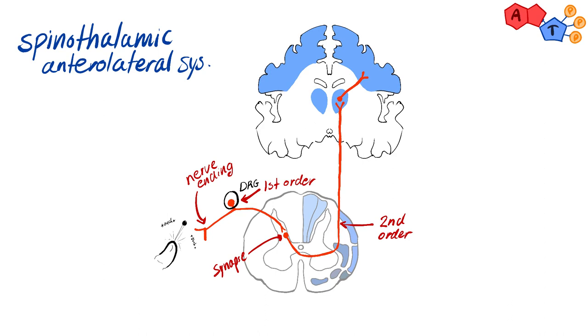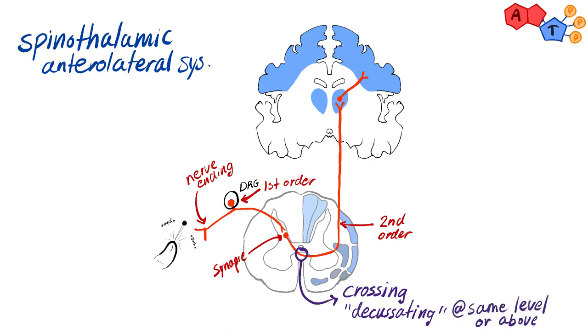Then, the axons of the second order neurons will cross or decussate, if you wish, to the contralateral side, or simply the opposite side of the spinal cord at the same level or a level above it, and ascend from there. Second order neurons will reach the thalamus and synapse in the ventral posterolateral nucleus of the thalamus, from which the third order neurons will arise, carrying the information to the final destination in the cerebral cortex. So let's say we are talking about pain.